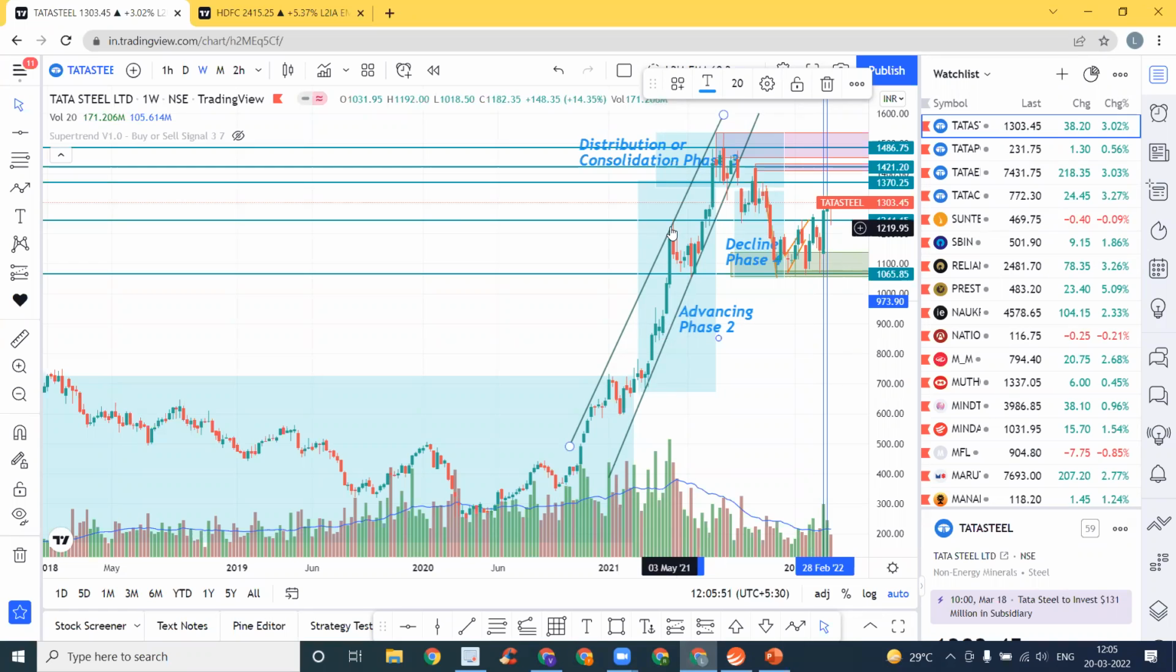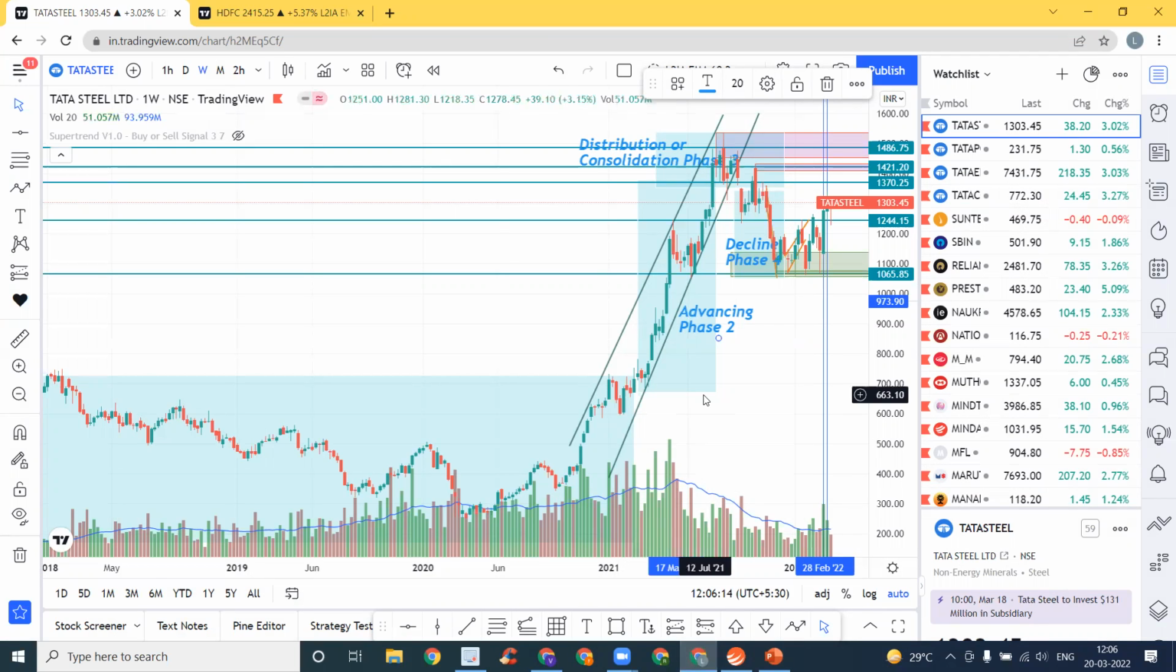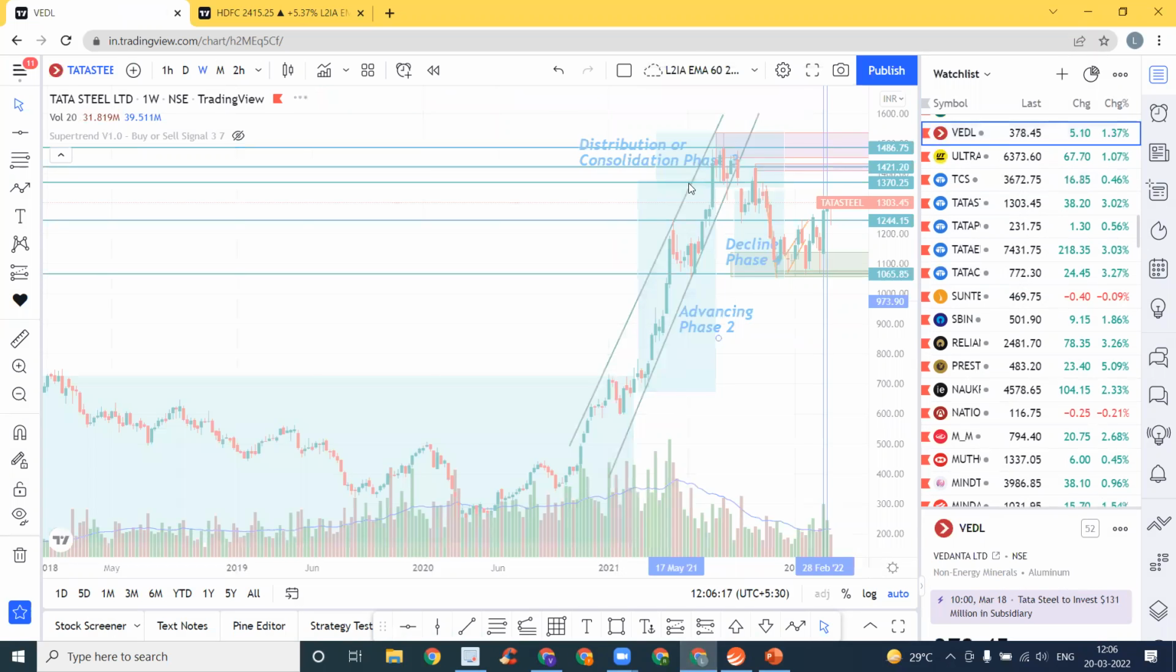So at the top level, it takes the resistance. ऊपर का level पे resistance देता है. बॉटम का लेवल्स पे वो सपोर्ट लेता है. The trend line acts as an area of guidance for overall analysis, but you should not blindly follow the trend line. As I told you, many a times the trend lines can be false breakouts. Just now we saw somewhere a false breakout.